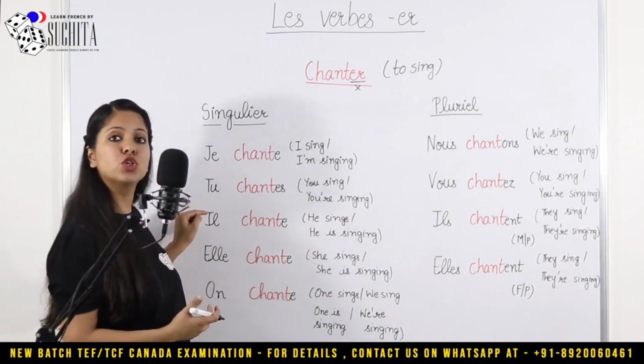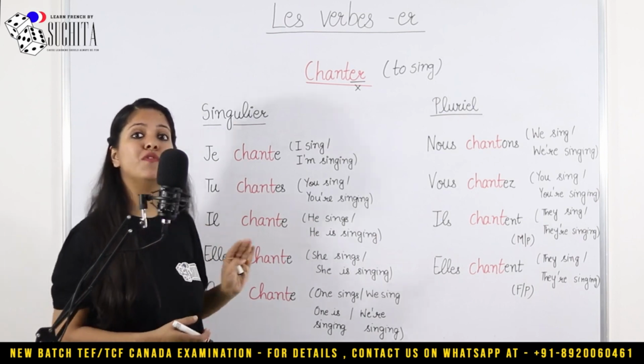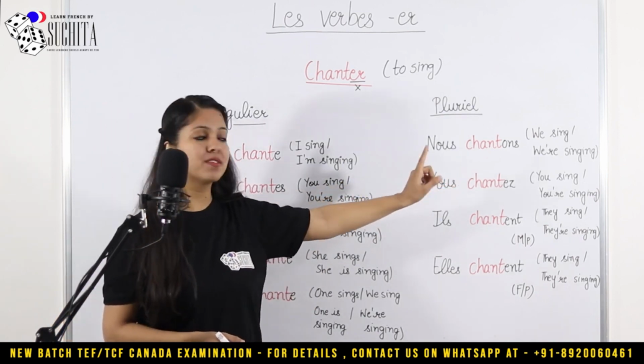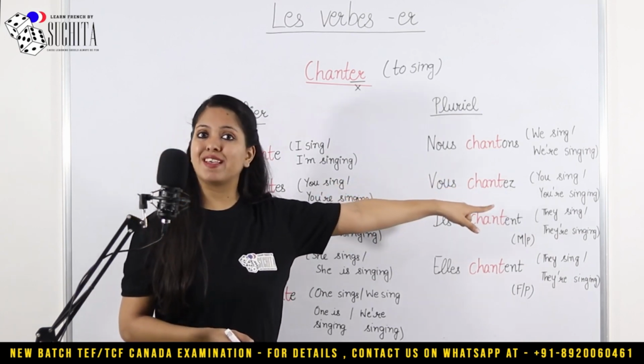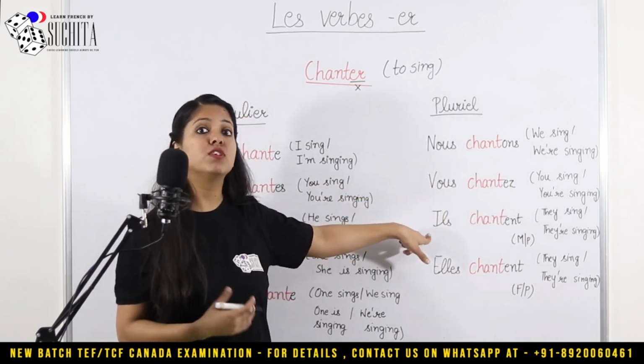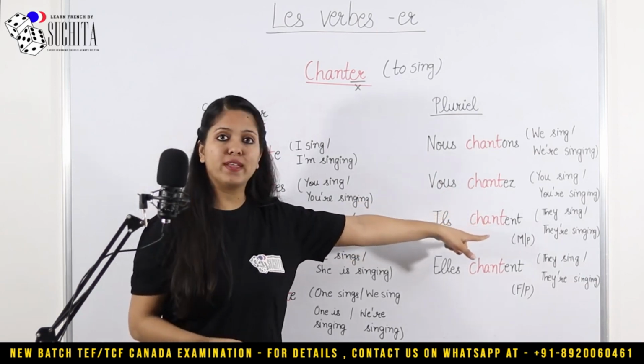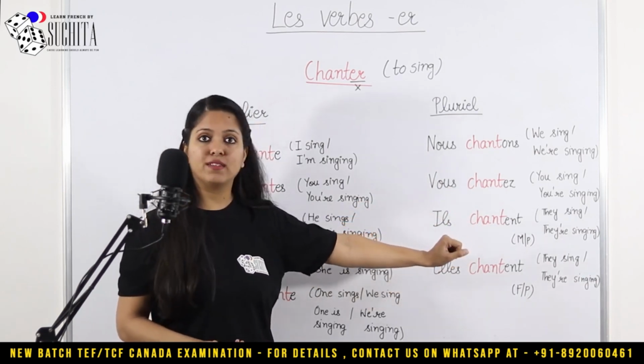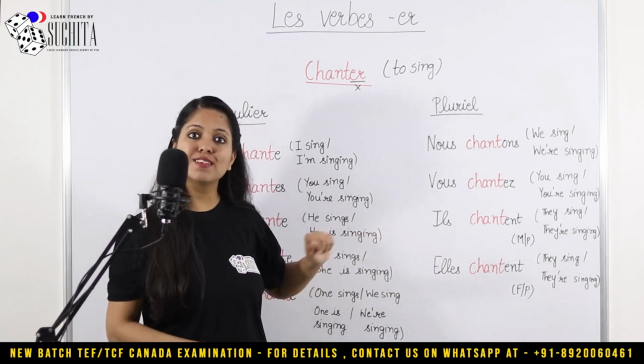Because the conjugation of il, elle and on is always same. Then with nous it is going to be ons, vous, ez, ils, which is masculine plural, ent, and elles, which is feminine plural, ent. With il and elle, the conjugation is same.